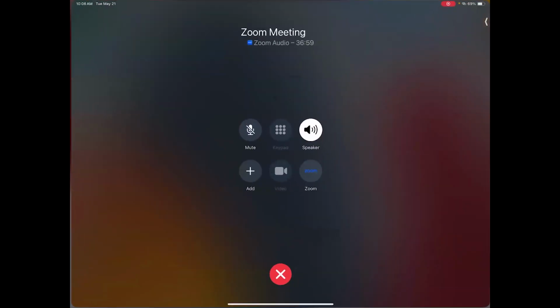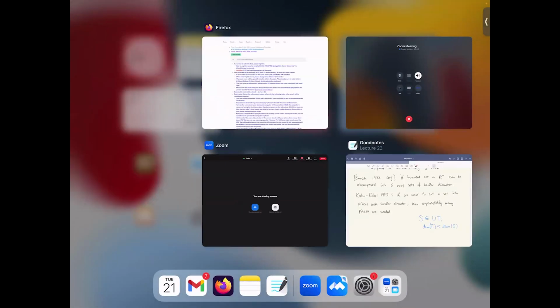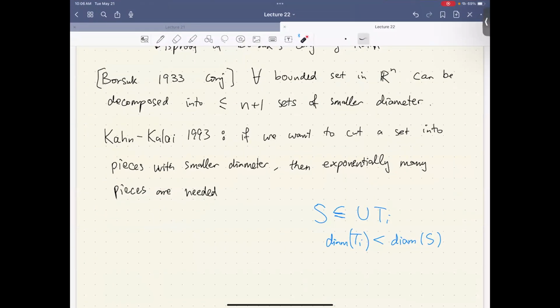Any other question? How do I see chat here? Okay, I cannot see it on the laptop, on the iPad.